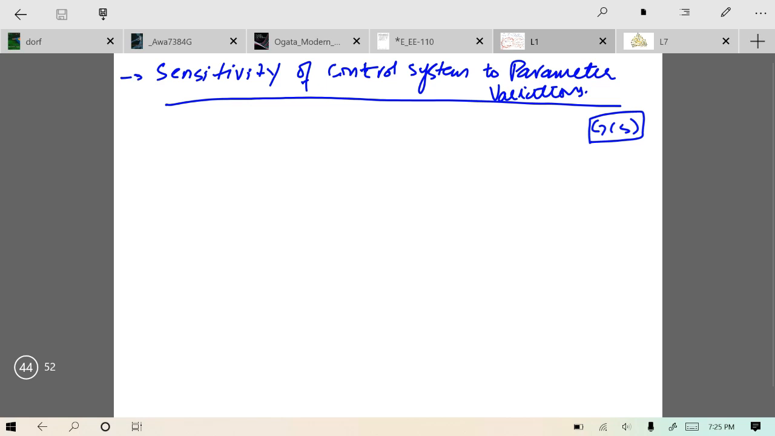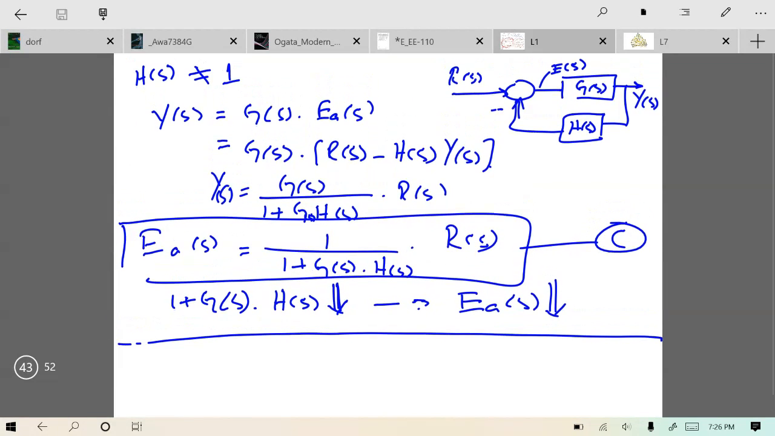If you have, so G of s is actually a system, or you can say G of s is a process. So if there are some disturbances, or if the system is getting old, its G of s changes. If there is a disturbance, it has an effect on G of s. G of s is actually the feed forward path gain, which we have discussed over here. This is the G of s.